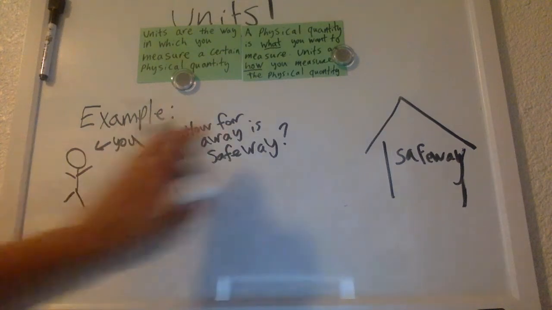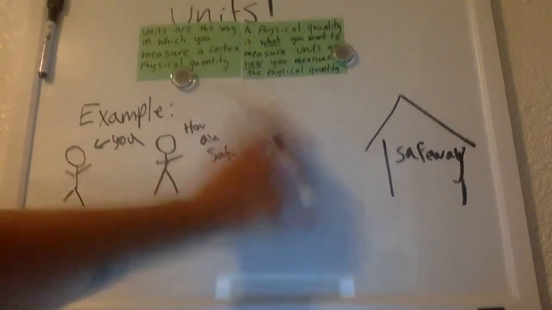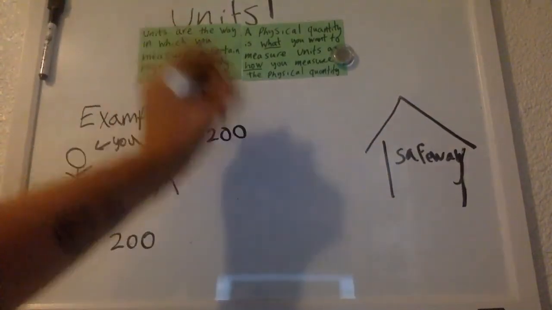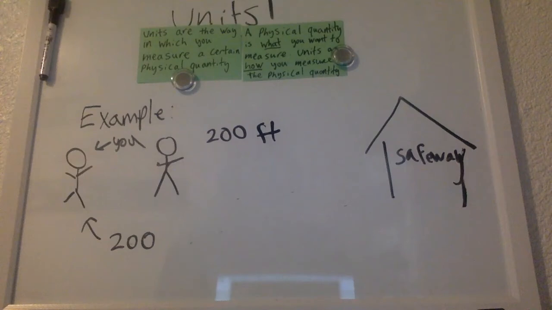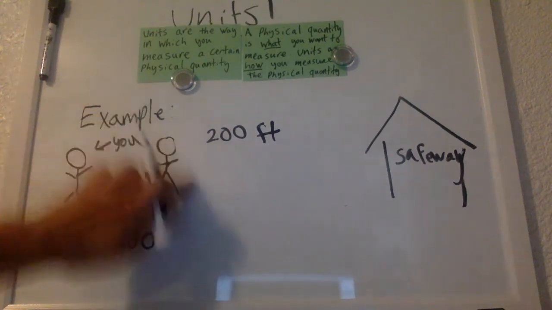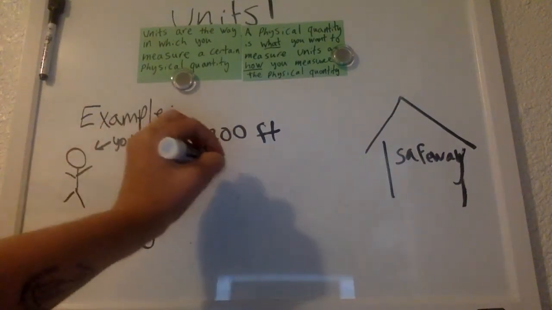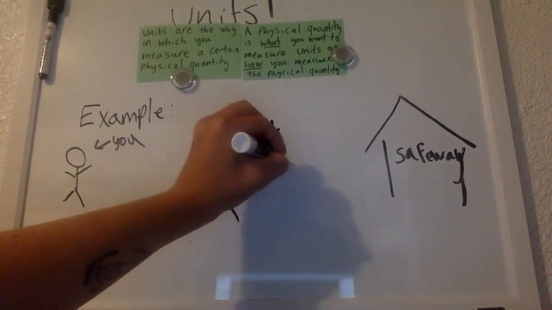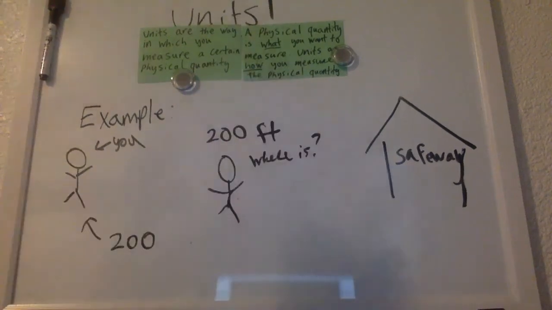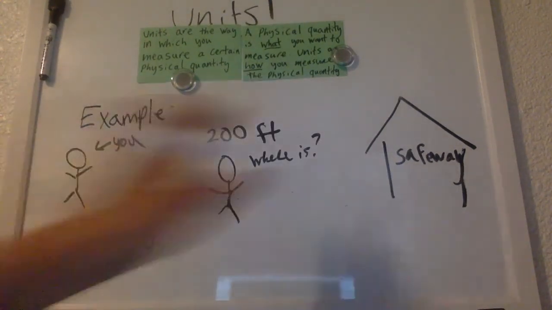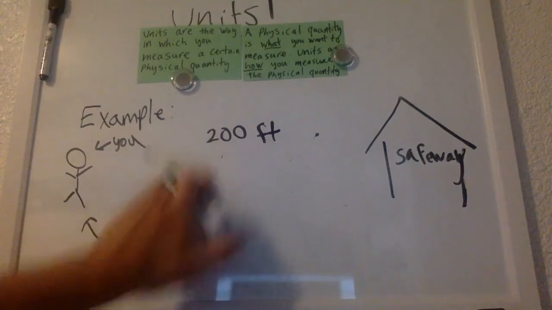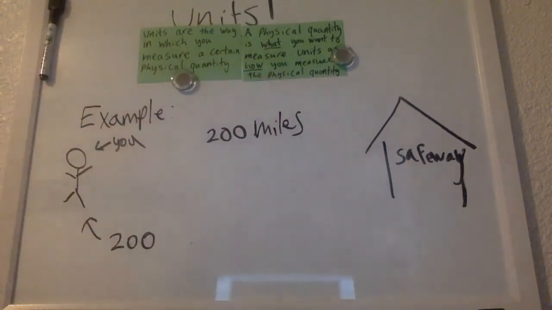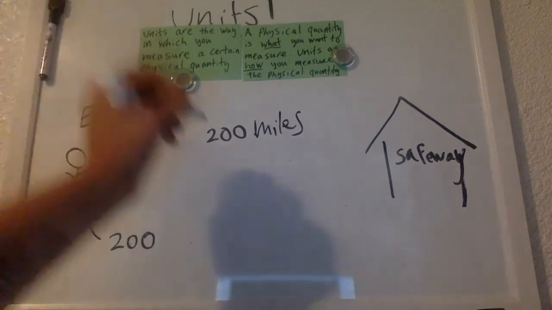So now the person who asked you how far away is Safeway, they're gonna be like, well, what did they mean by 200? That could mean 200 feet. So maybe they go out and they walk. This person's gonna walk 200 feet and they're gonna look around and they're gonna be like, where is Safeway? Where is it? They didn't get there if they only go 200 feet. What if the person assumed 200 miles? So they're gonna get in their car and they're gonna drive 200 miles.